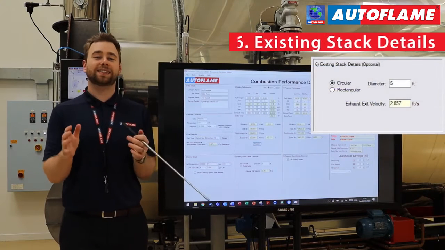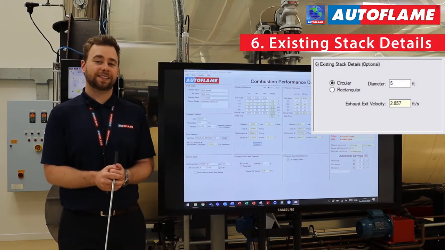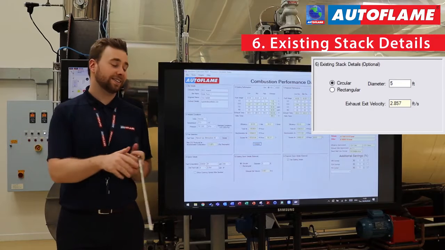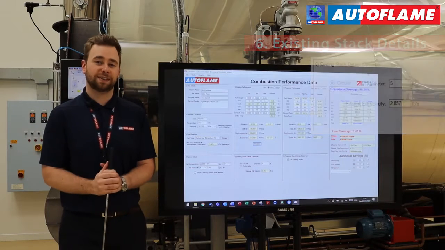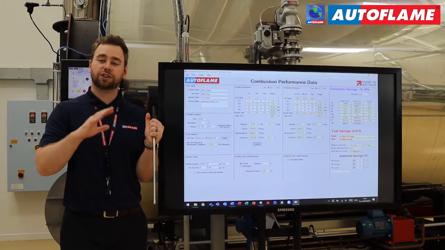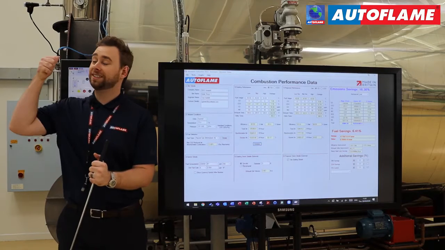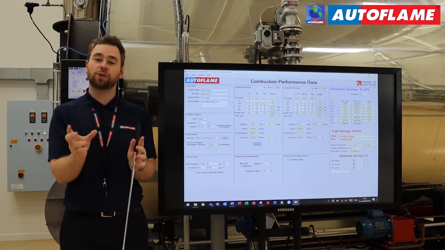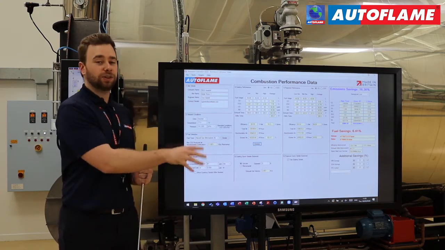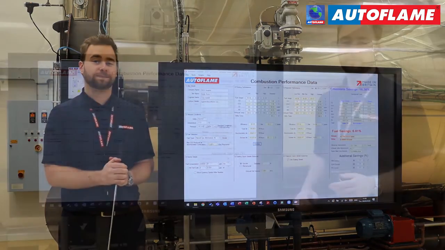Section 6 is your existing stack details. So we can take, say, a stack diameter of 5 feet, and we can now see what our exhaust exit velocities are. Now this section is optional because maybe it's quite difficult to get up to the stack and measure it. Maybe there's a lot of cladding and you don't know how thick that is. So we do leave this section optional.